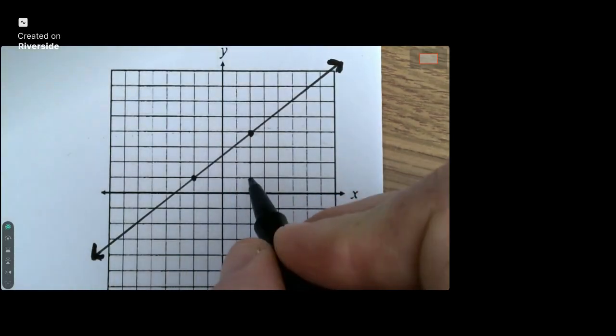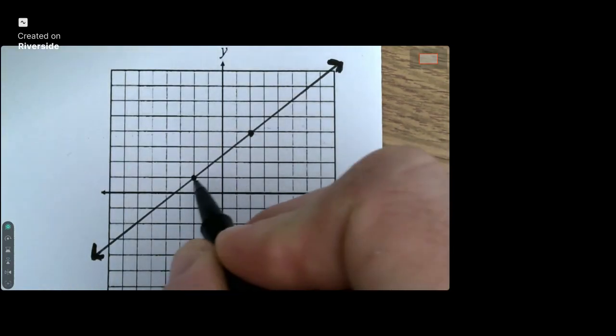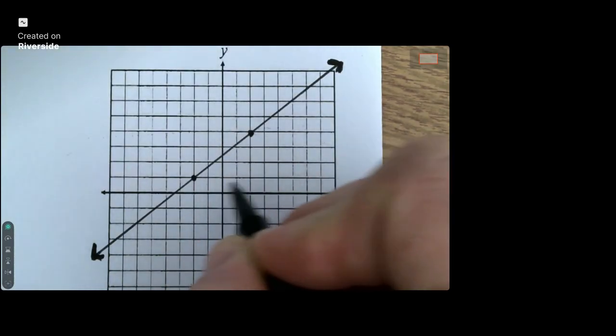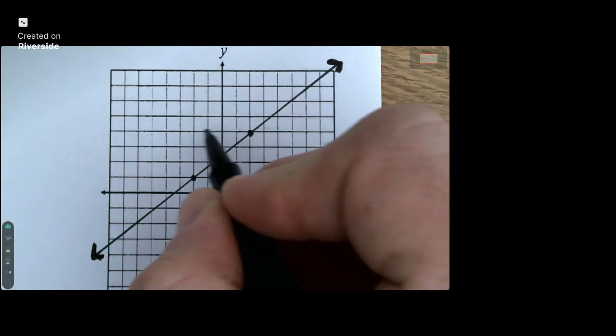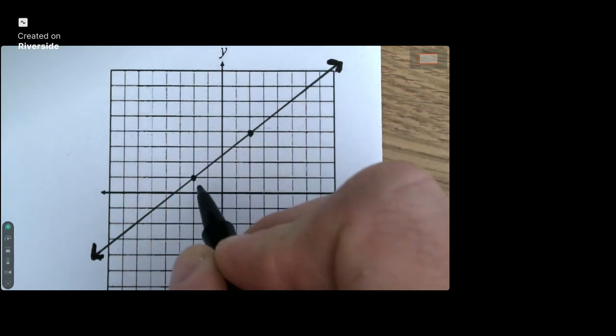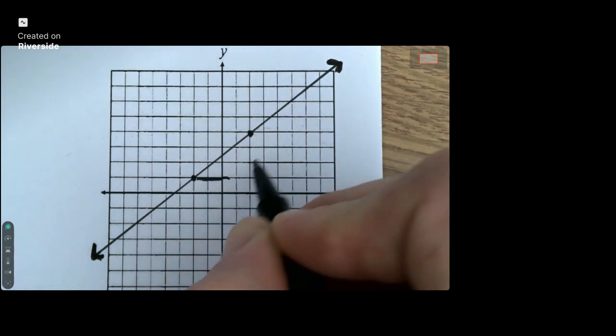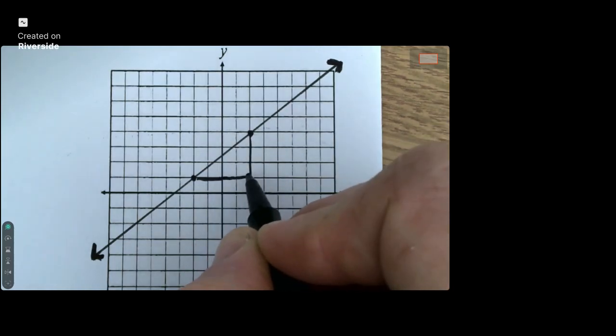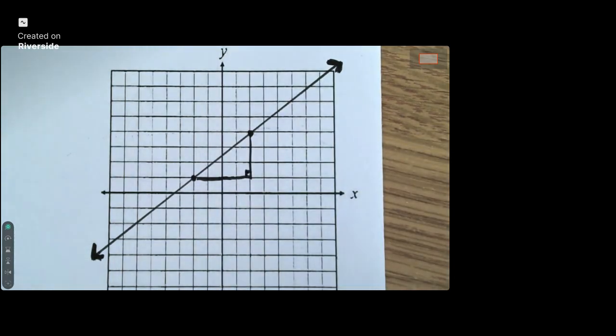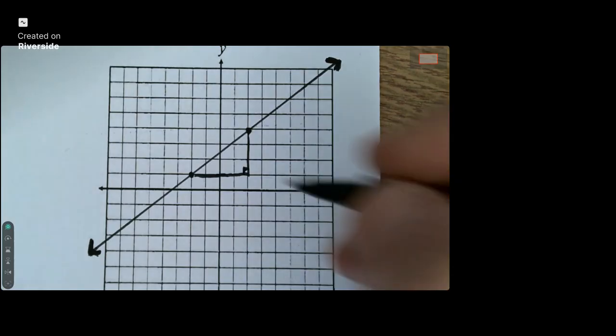Now what I like to do is always draw a right triangle between those two nice points. You could either draw your right triangle like this, or you could draw your right triangle like this. It doesn't matter, either way. So I'll just go this way for now. Draw your right triangle. There's your right angle right there. And make sure you go count.